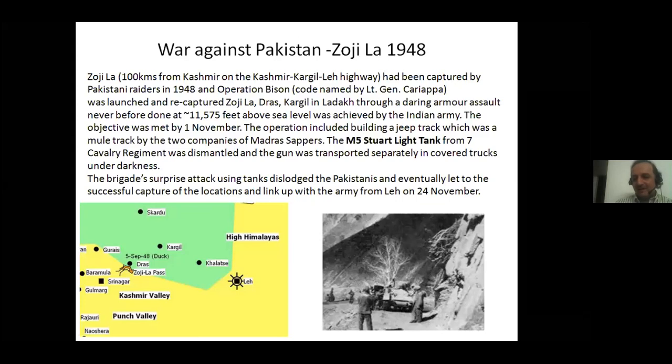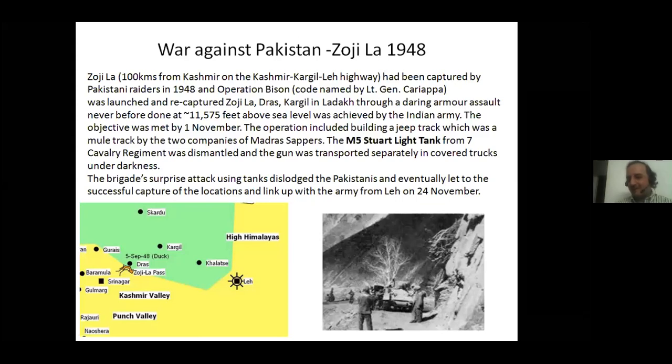In essence, because the tank is not a very heavy tank, it doesn't need a broad track that would suit it. And to be able to get to the spot is something that they do. This is where they bring up the little Stuart tanks, and then they reassemble them. And then the surprise attack begins on 1st November.